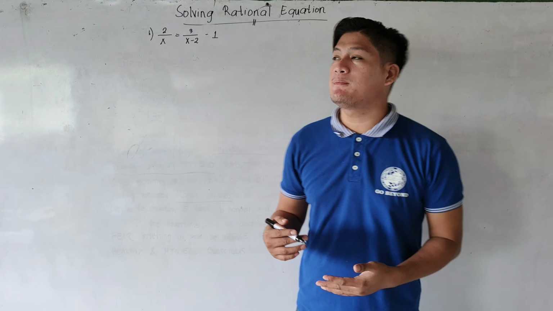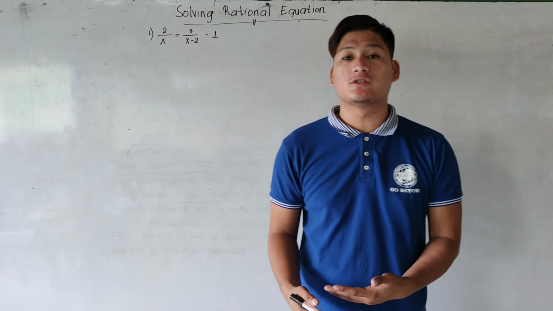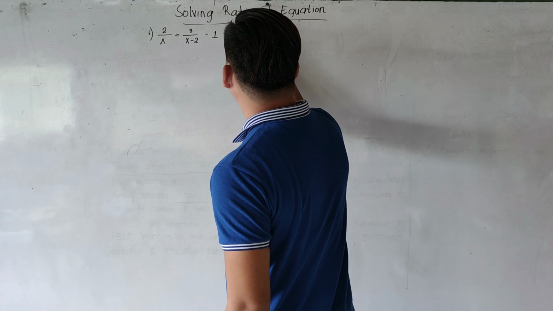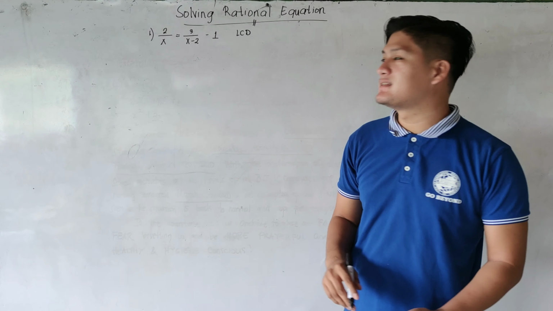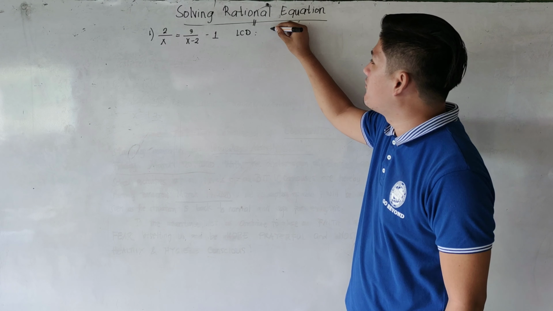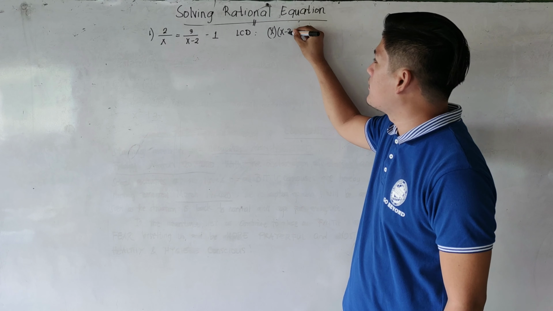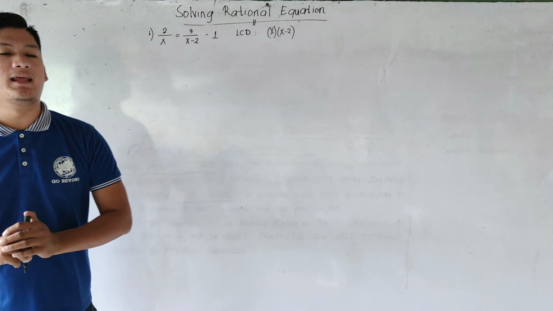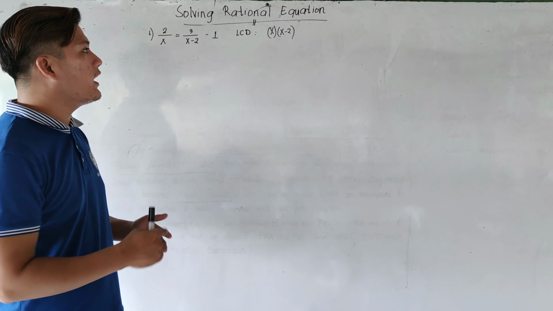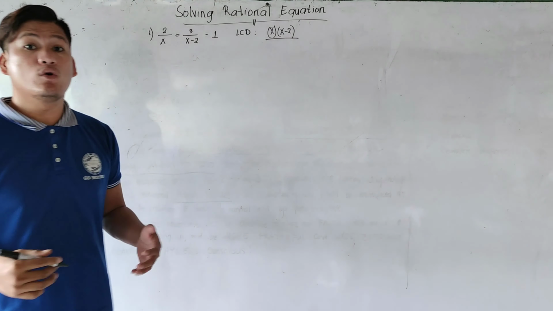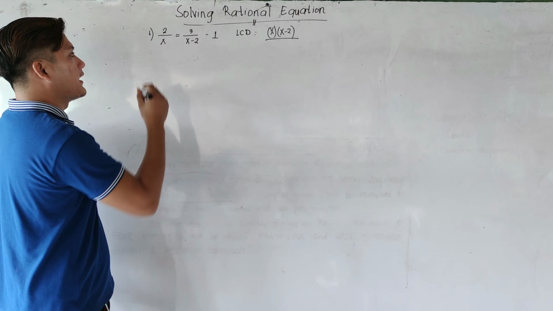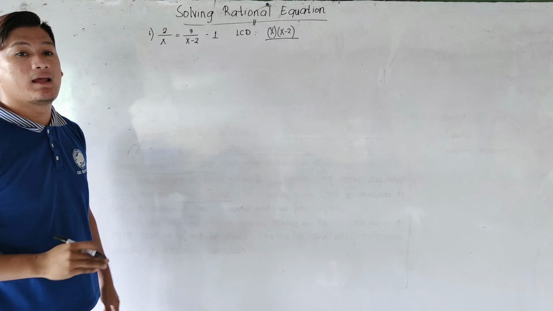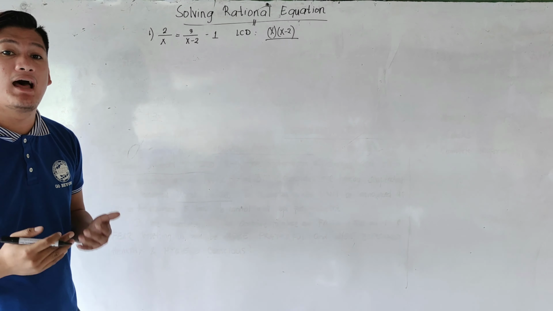The first step in solving this rational equation is to find its LCD, or the least common denominator. Its LCD is x times x minus 2. So this is our LCD. Next, we are going to multiply the LCD to each term. Just simply multiply the LCD to each term. Do not change anything from the equation.